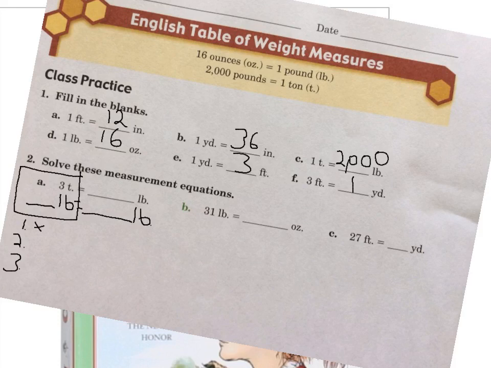Step 1 is multiply. Step 2, what is our special number? When you think of tons and pounds, what number are you going to think of? There's 2,000 pounds in 1 ton, so it's 2,000. And step 3, we just take our 3 times 2,000.